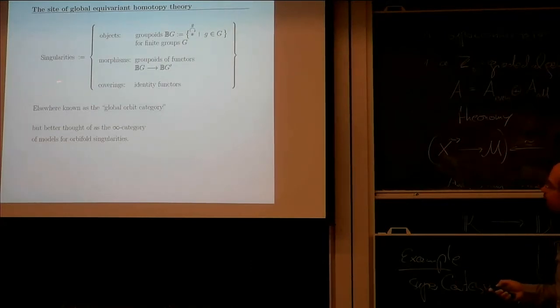So we can introduce another site that I would like to advertise as being called singularities. It's supposed to play the role that Cartesian space was as our local model space for spacetime. When I say spacetime singularities, they are local models for these. Well, it should just be these BGs, so just one-object groupoids. And so we think of this as being the full subcategory of all infinity-groupoids on those that look like BG for finite G. And think of it as a site in the general sense.